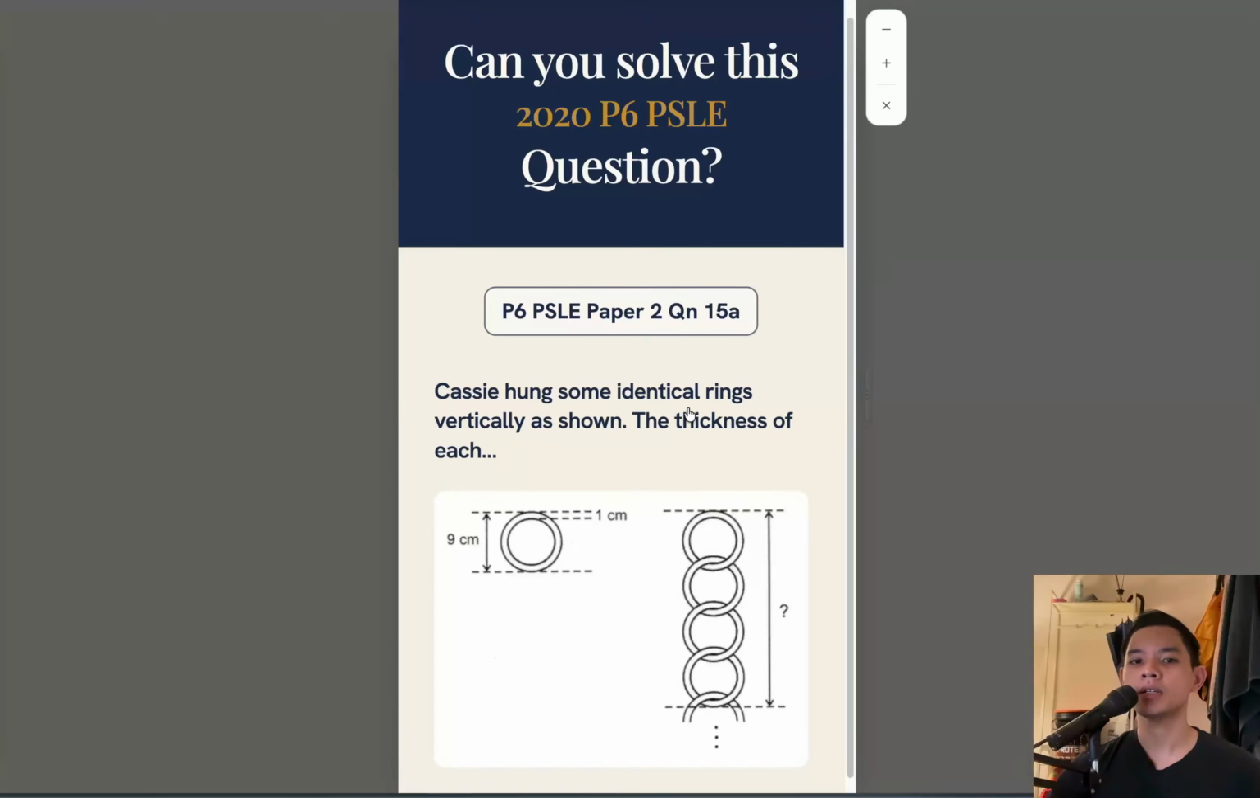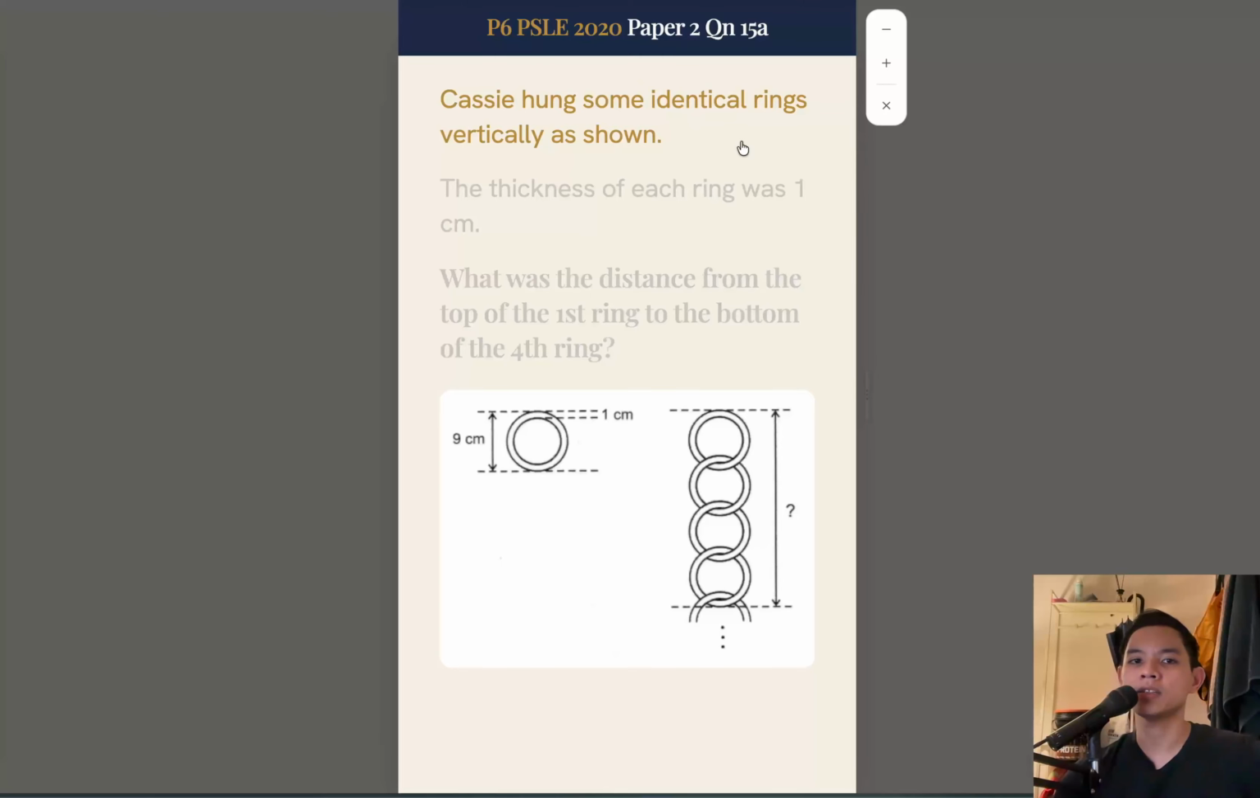Question 15, part A. Cassie hung some identical rings vertically as shown. The thickness of each ring was 1 centimeter. What was the distance from the top of the first ring to the bottom of the fourth ring?